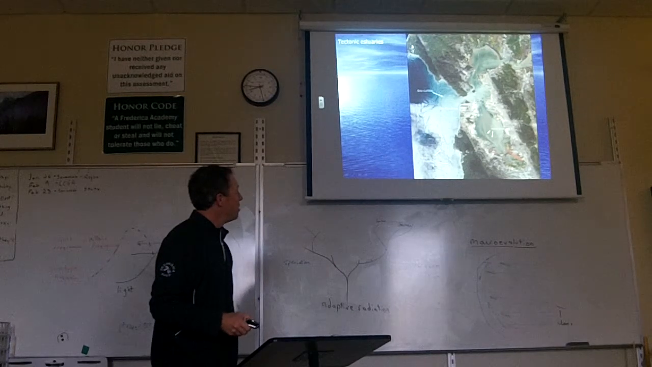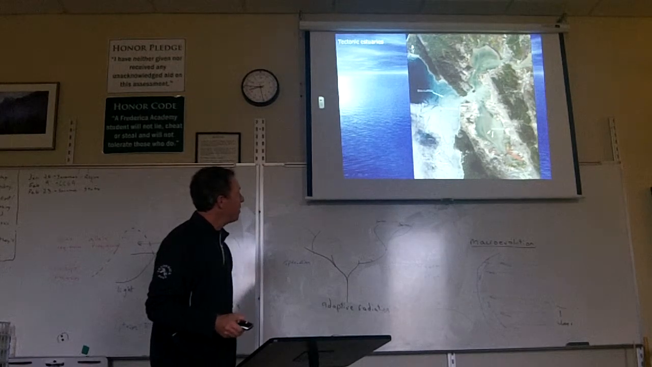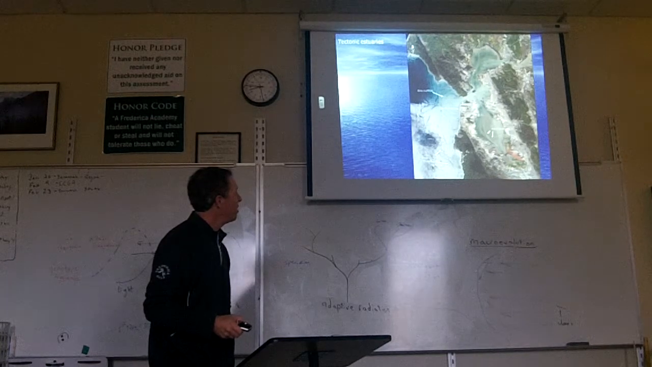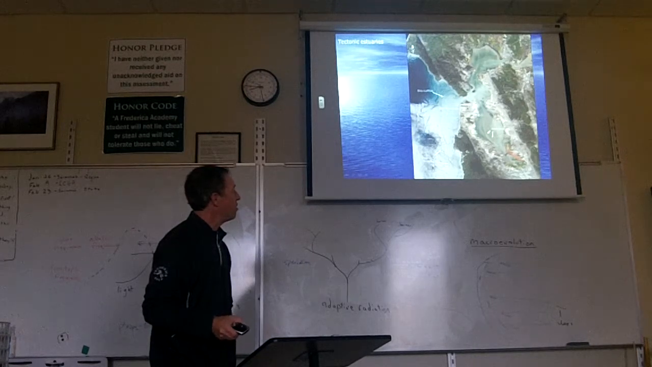And so again, you have water running off the land whenever it rains here, and then salt water coming in through these little inlets, and so you end up with brackish water.